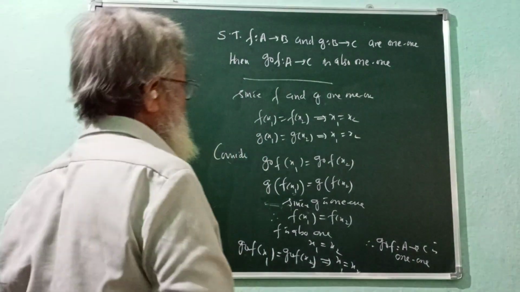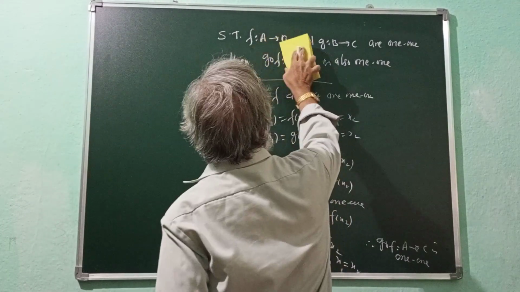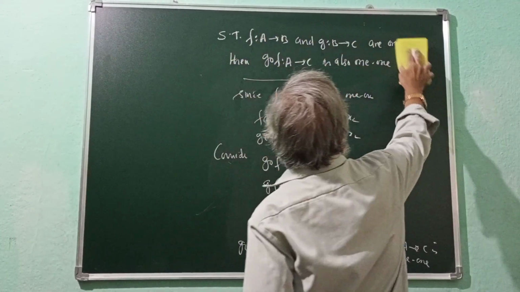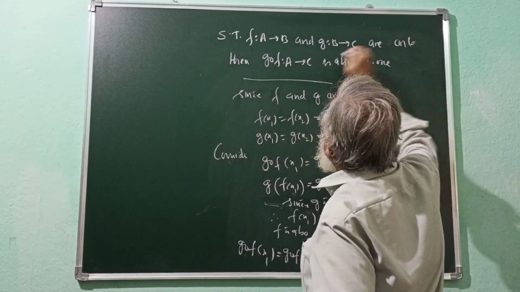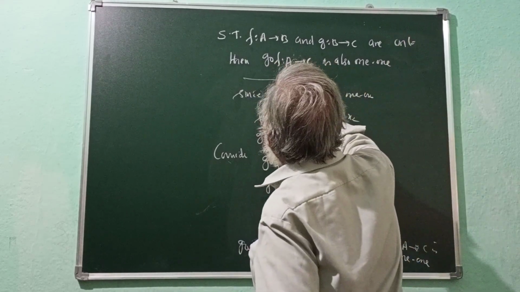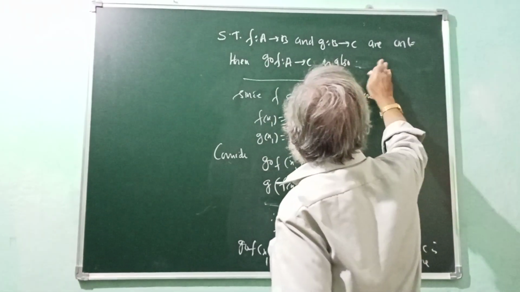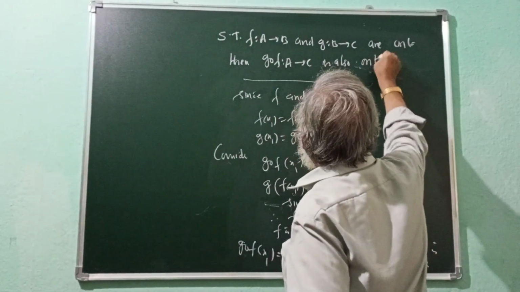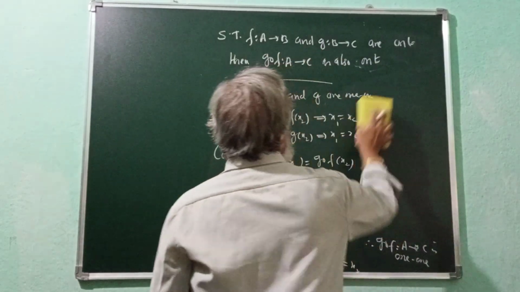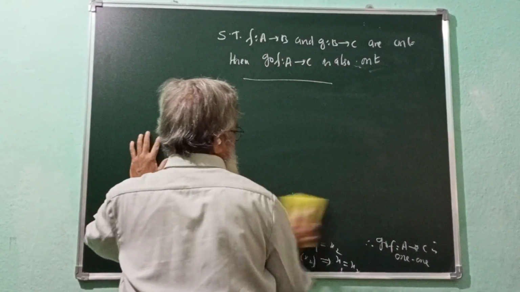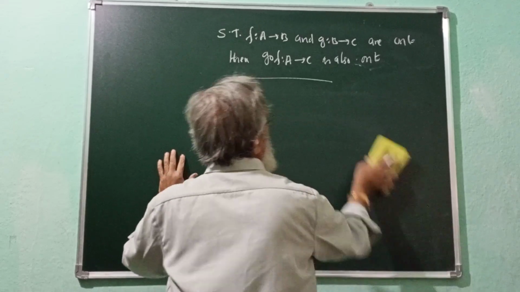Next problem. If f from A to B and g from B to C are onto, then g composition f from A to C is also onto. We have to prove this.